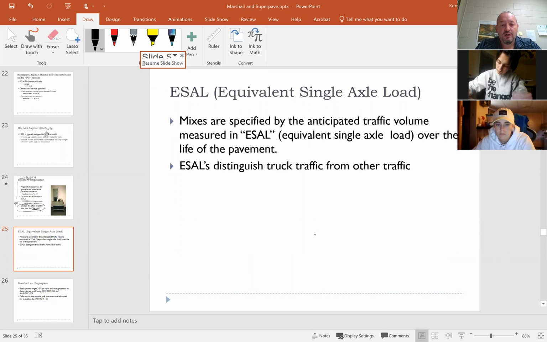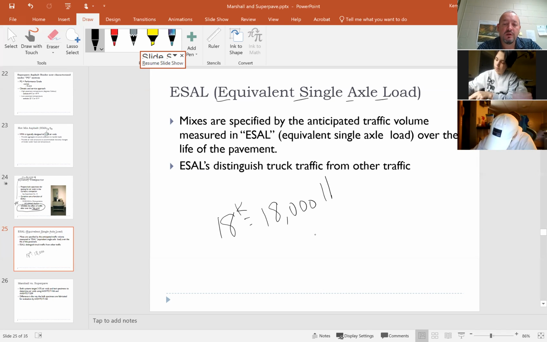All right, so something that you'll hear when you talk about pavement design is something called an ESAL, and that's an equivalent single axle load. And it's not on this slide, but it's actually an 18 kip or 18,000 pound load. Can you see what I'm writing on that slide there? Give me a thumbs up.